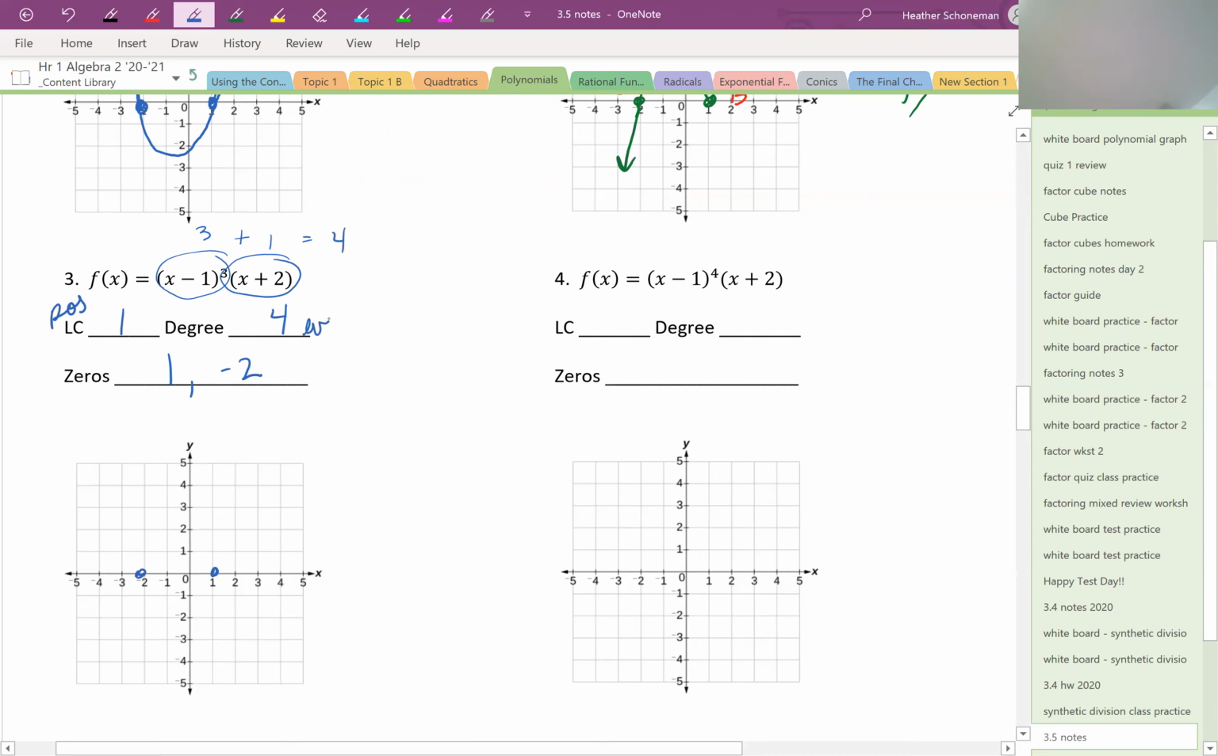Because the degree is even and the leading coefficient is positive, I know they have to be going up. This 1 occurred 3 times. 3 is an odd number, so it's going to cross. This -2 occurs 1 time, which is an odd number, so it's going to cross. So it's going to cross at both of these. So it's going to come down and look like this, which looks a lot like the graph from number 1.